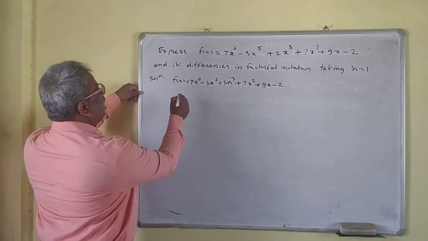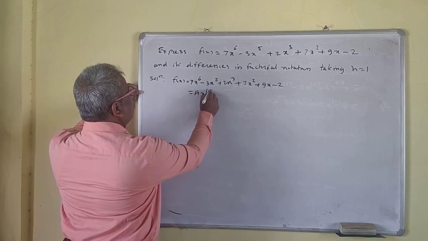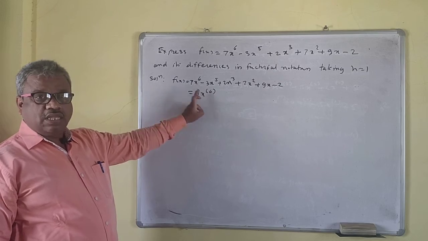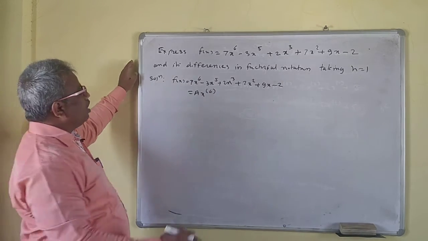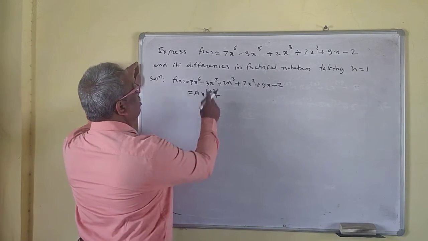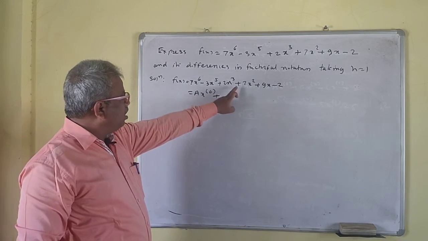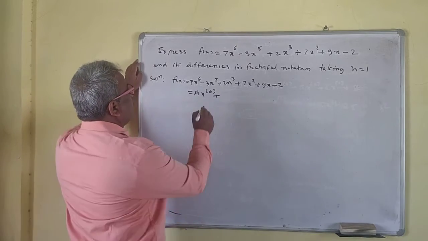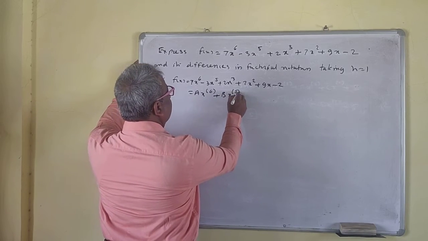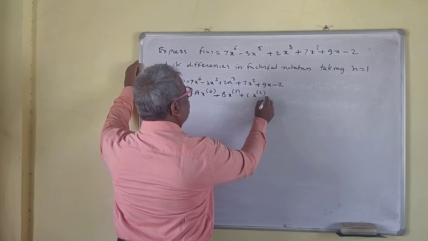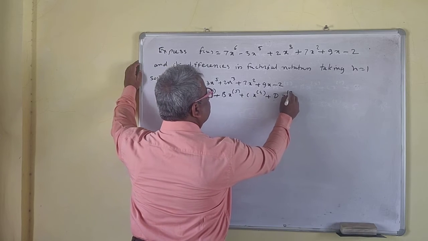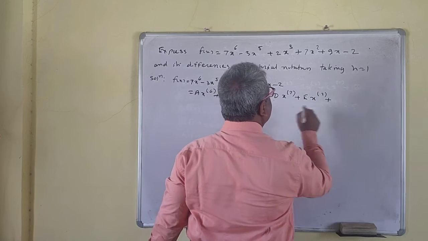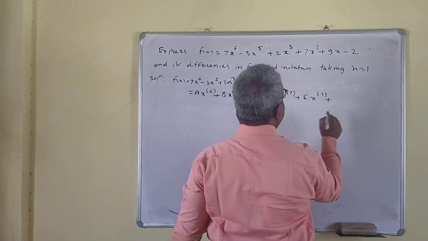Okay. So we'll write this as A x to the power 6. Okay. So if the degree is 6, then write this as 6. Now write all the terms. You have to write all the terms. So whatever, the degree 4 term is absent here, but in the factorial notation, you have to write that. Okay. So this is B x to the power 5 plus C x to the power 4 plus D x cube plus E x square. You have to write all the terms. Okay. All the powers should be there.